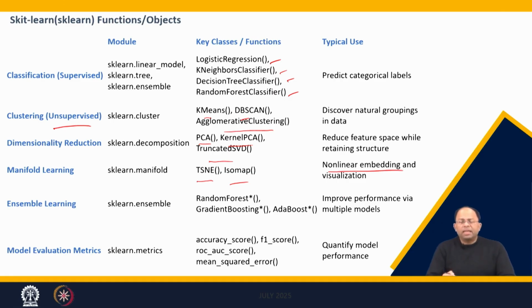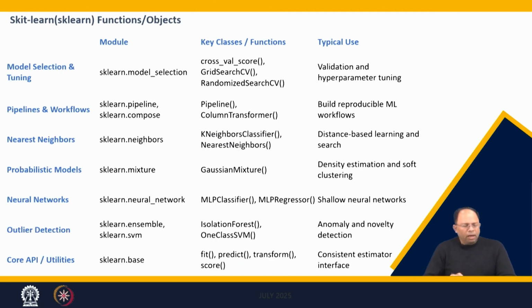Then ensemble learning techniques, that is, variants of decision tree, the random forest algorithm, and gradient boosting algorithm. Again we will demonstrate this later. And then different model evaluation metrics such as accuracy score, F1 score, ROC AUC score, mean squared error. All these could also be determined using this particular library. Along with that, model selection and tuning: grid search CV, randomized search CV, cross-val score. So these are where we can do cross-validation and hyperparameter tuning. This we will demonstrate eventually when we discuss the different algorithms.